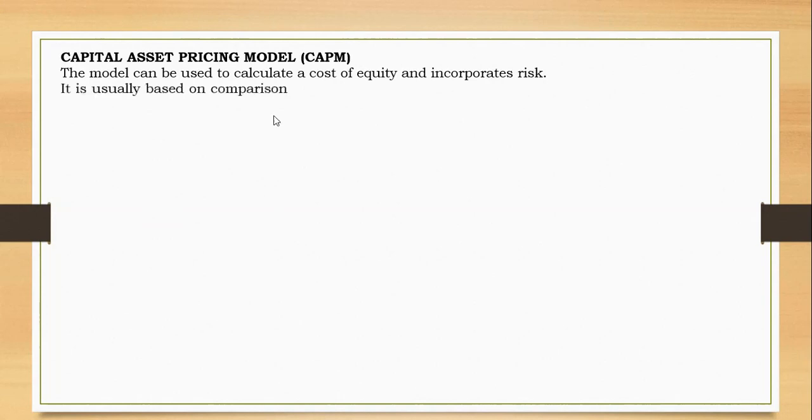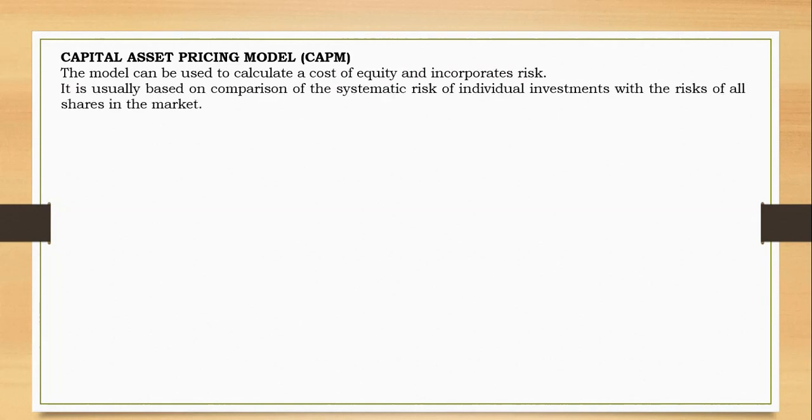It is usually based on the comparison of the systematic risk of individual investments with reference to the risk of all the shares in the market. Simply speaking, the capital asset pricing model is pegged to the market. That's why it has several uses. It can be used to compute the cost of equity, but also to check for over or undervaluation of securities. When you find that a security is undervalued, you would want to buy more shares. And when you find that a security is overvalued and you hold them, you want to sell them so as to gain something. So this is what it is used for here.